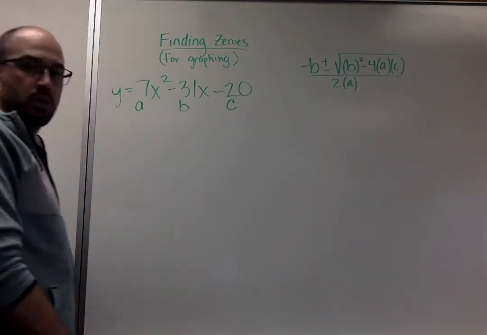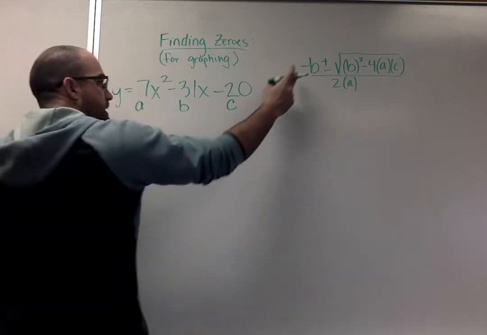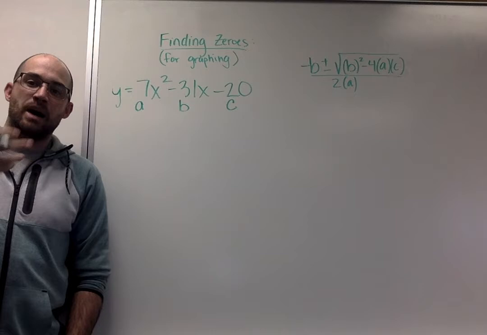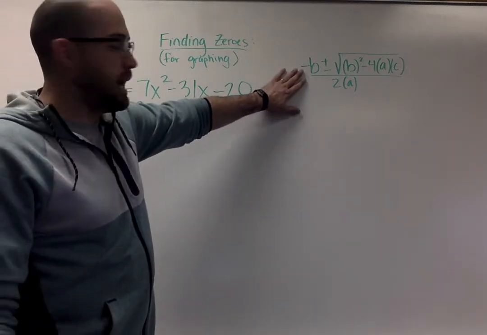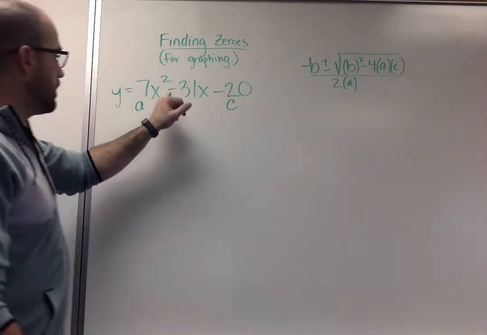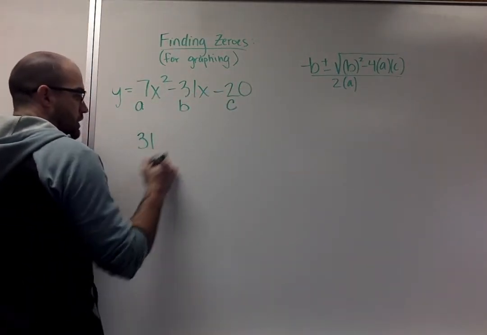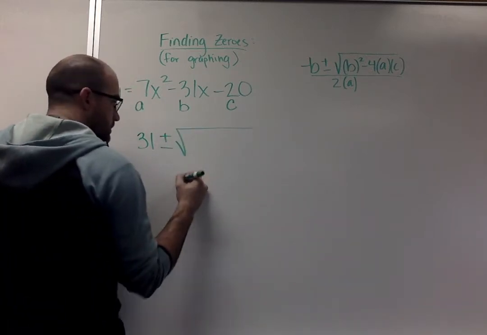Okay. Now we're just plugging things in to our formula. So over here, the first thing I have is opposite B. If you're getting the correct numbers but opposite signs, it tends to be this very first thing having a mistake, opposite B. Okay. So our B value is negative 31. The opposite of that would be positive 31. So I should have positive 31 plus or minus the square root.